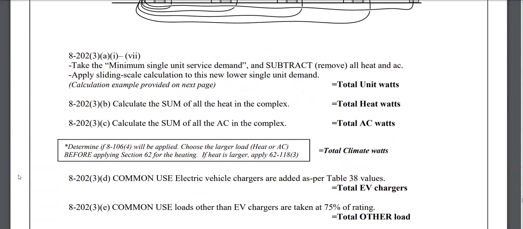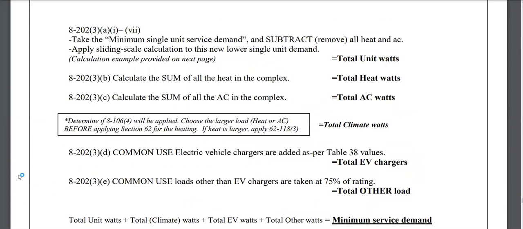Now, the rules we use for this are a little more varied. So 8202 subrule 3 AI to VI. Take the minimum single unit service demand and subtract or remove all the heat and AC. Then what we do is we apply a sliding scale calculation to this new lower single unit demand, and that'll give us our total unit watts. Now I'll go through this calculation on the next page of the document.